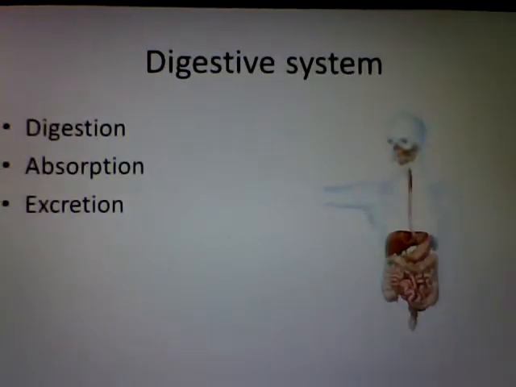The main functions of the digestive system are digestion, absorption, and excretion. When I say digestion, I mean that the food in the digestive system is digested. Absorption is where all the nutrients and vitamins that we need for our body are absorbed into the bloodstream, and excretion is where waste is expelled from the body, where it gets rid of it from the body.